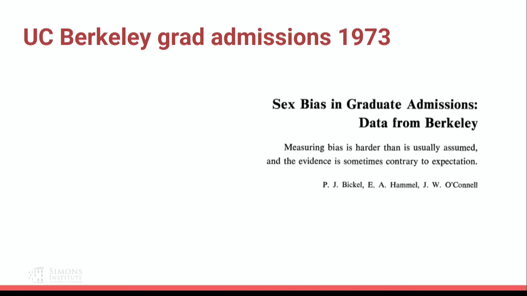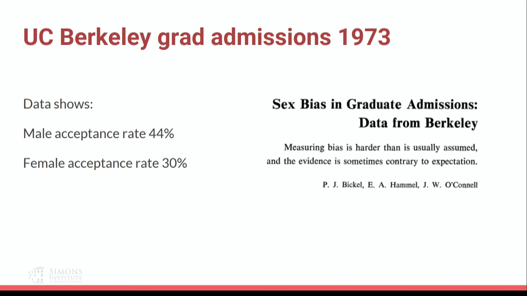The data from Berkeley showed a male acceptance rate of 44% in graduate admissions and a female acceptance rate of 30%, at least when you look at the top six departments. I like to look at the top six departments because they all have large numbers, so we don't have to worry about sample fluctuations. Top by size, just the number of applicants.